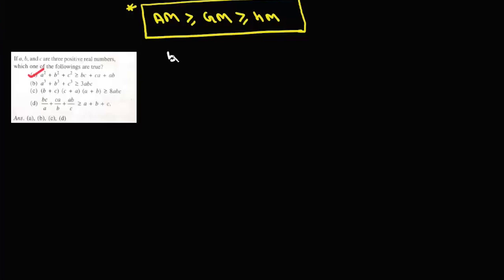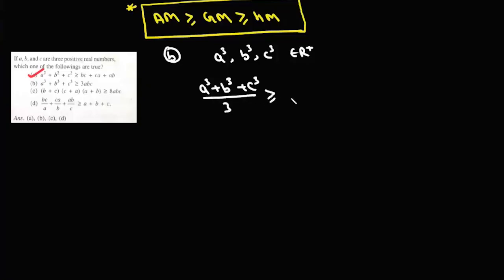Now we'll come to option B. Option B is a direct application of AM-GM. So we have three numbers, A cube, B cube and C cube. They are all positive real numbers. We can write their arithmetic mean, so it will be (A cube plus B cube plus C cube) by 3. It will be greater than or equal to their geometric mean, so there will be (A cube, B cube, C cube) to the power 1 by 3, which is ABC.